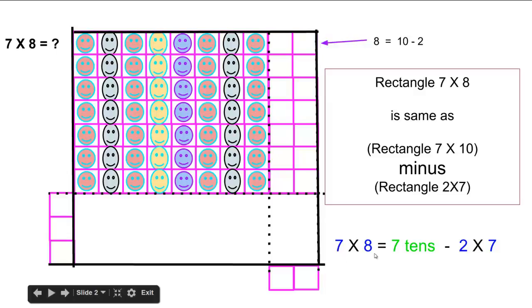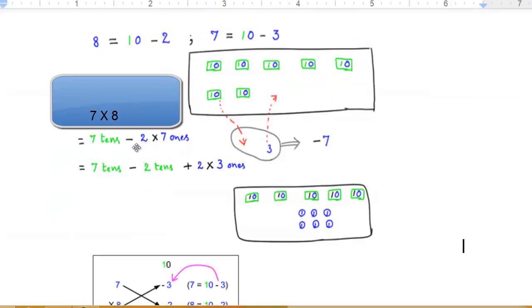Thus we see that 7 times 8 is simply 7 tens minus these 2 sevens. Now we of course know how to take away 2 times 7 from 7 tens. We know 2 times 7 is 14 and 7 tens minus 14 we can easily work out. But let's do it in a way that's a bit smart and as done in our day-to-day life.